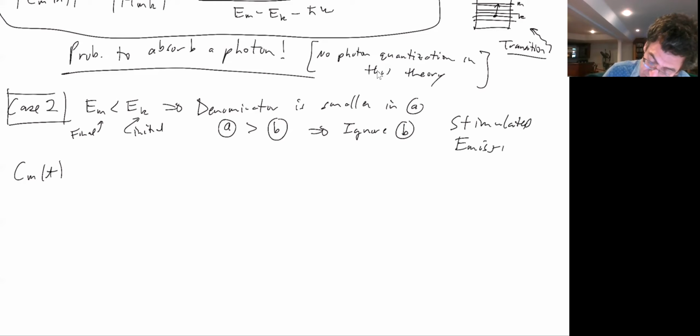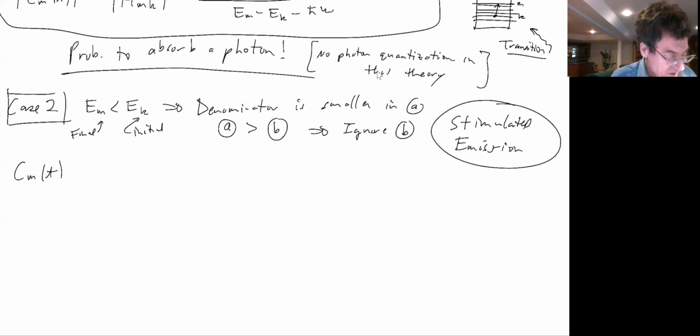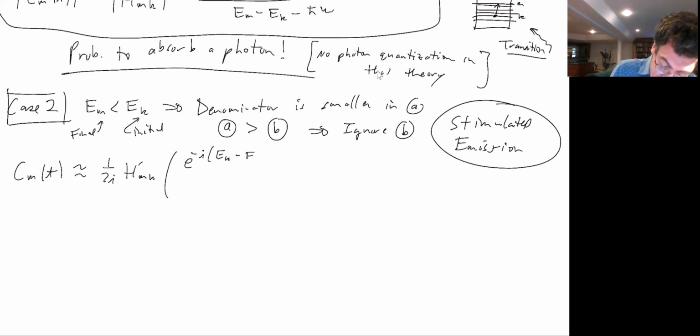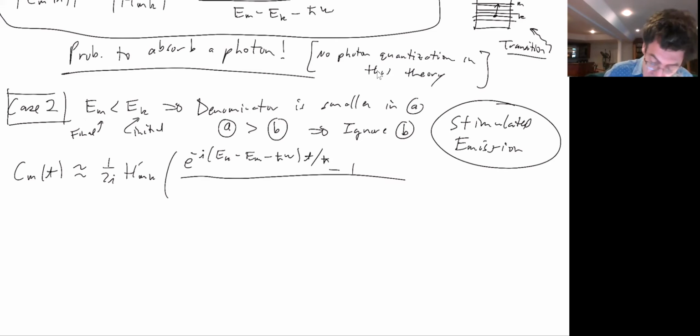It's the emission scenario. And for here, we then have that the amplitude is a function of time: 1 over 2i times H prime MK times e to the negative i (EK minus EM minus h bar omega) t over h bar, minus 1, divided by EK minus EM minus h bar omega.